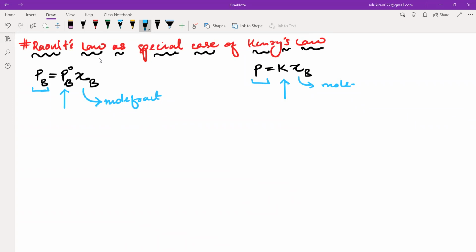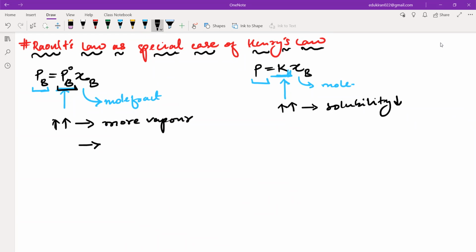Okay. The only difference is what? The only difference is the Kh, right? The Kh, the Henry constant, becomes P naught B. Now, one thing, if I look at the Kh, then I can say that if Kh is high, that means solubility will be low. If I look at P naught B also, if P naught B is higher, that means we have more vapor.